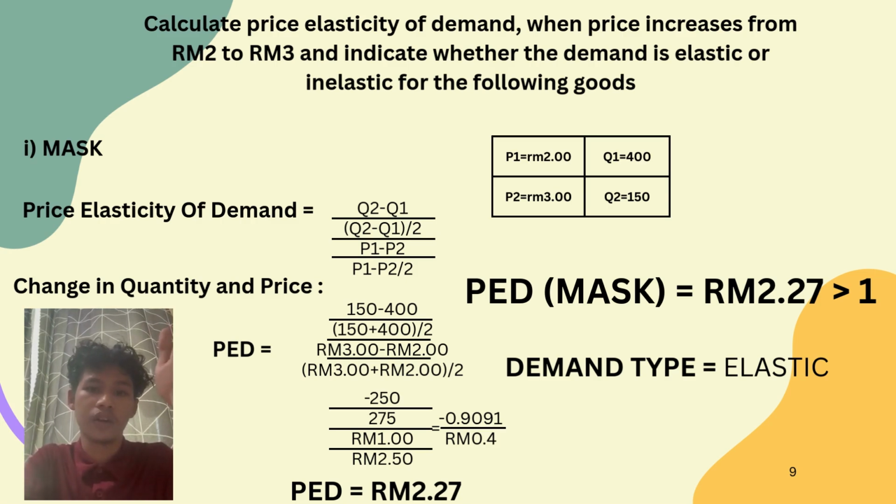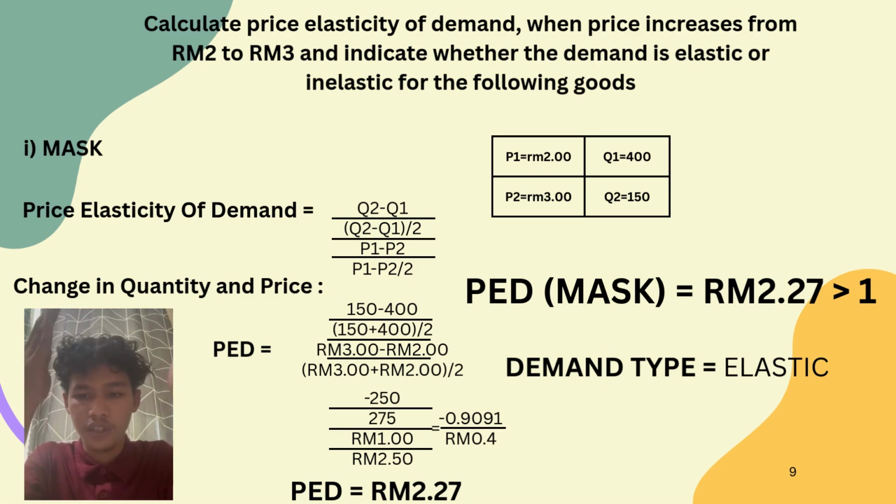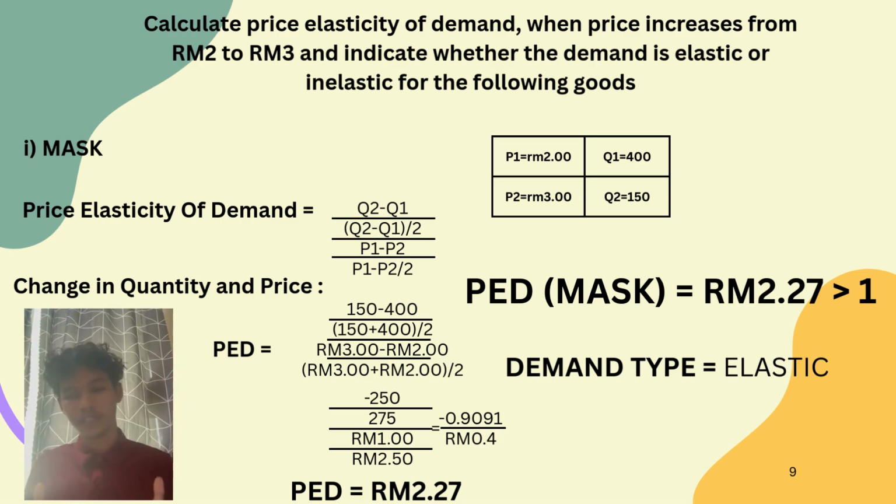Price elasticity of demand is 2.27. We take the absolute value for our calculation. The final result is PED for mask, or price elasticity of demand for mask, 2.27. Since 2.27 is greater than 1, we conclude the demand type is elastic. The result indicates that the demand for mask is highly responsive to the change.